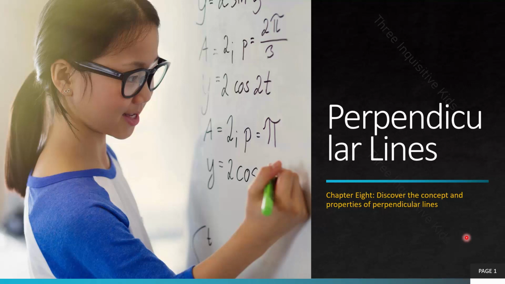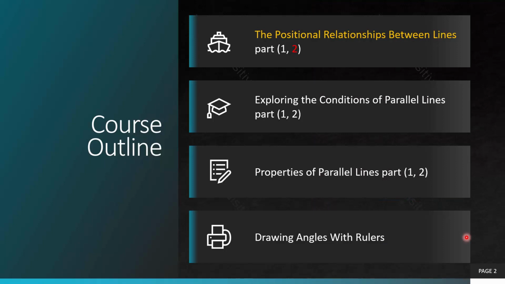Today in Chapter 8, we will be looking at perpendicular lines. Discover the concept and properties of perpendicular lines. This is Part 2 in the positional relationships between lines lesson. Later on, we'll be using the knowledge that we obtained from this lesson and the previous one a lot in the problems. So make sure you pay attention and let's get started.